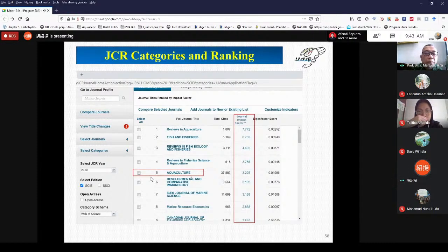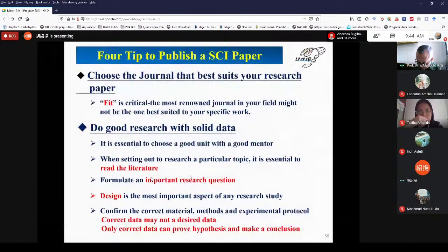And then we go back to research work. I think there are 4 tips to publish in a high impact factor journal. I will just say the first: you choose the journal that best fits your research work. So the fit is critical.